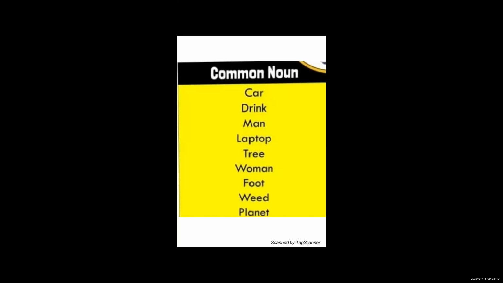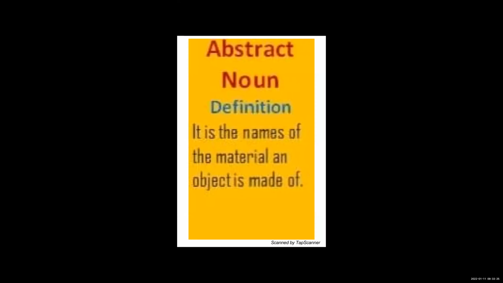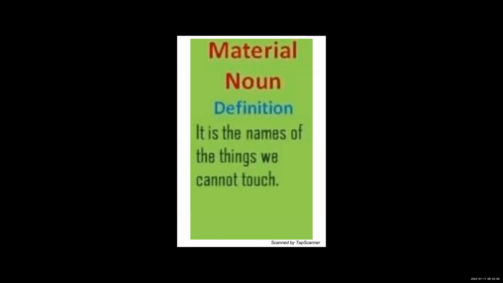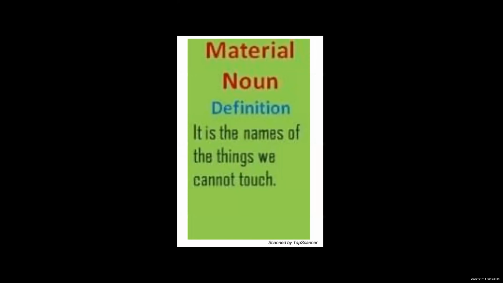Common noun. The term common noun is the name of any place, person, thing, object or idea which is common, not a proper noun. Common noun examples: car, drink, man, laptop, tree, woman, food, plane. Abstract noun, material noun definitions and examples: wood, iron, gold, oil.